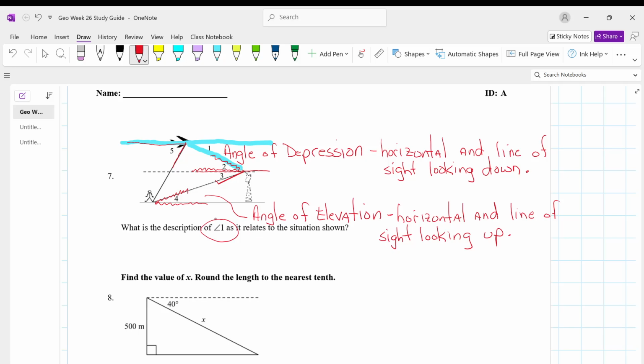So on your quiz tomorrow, you're going to be asked to describe one of those 5 angles. If it's formed by a horizontal and a line going down, it's depression. If it's formed by a horizontal and a line going up, it's elevation.